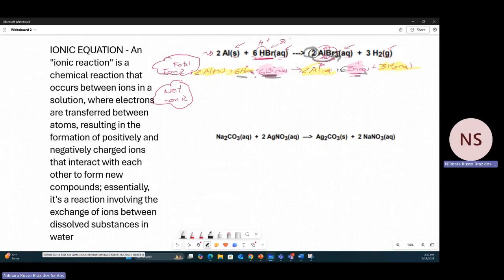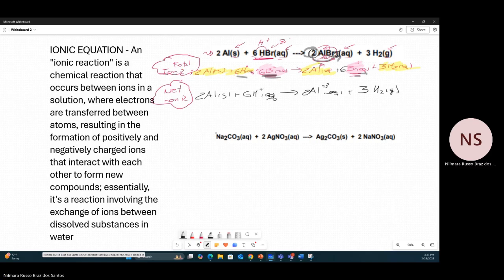So let's go over here. We're going to have 2 aluminums, then 6 hydrogen over here, plus, equals. We will not repeat bromine because it's a spectator. And then we have the 2 aluminums over here, plus 3, equals, plus 3 hydrogen gas.